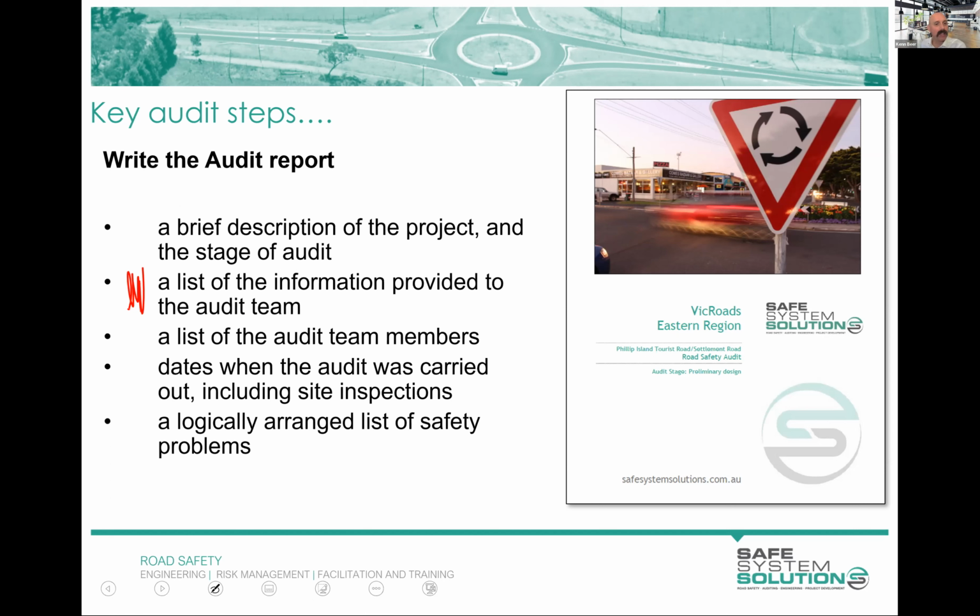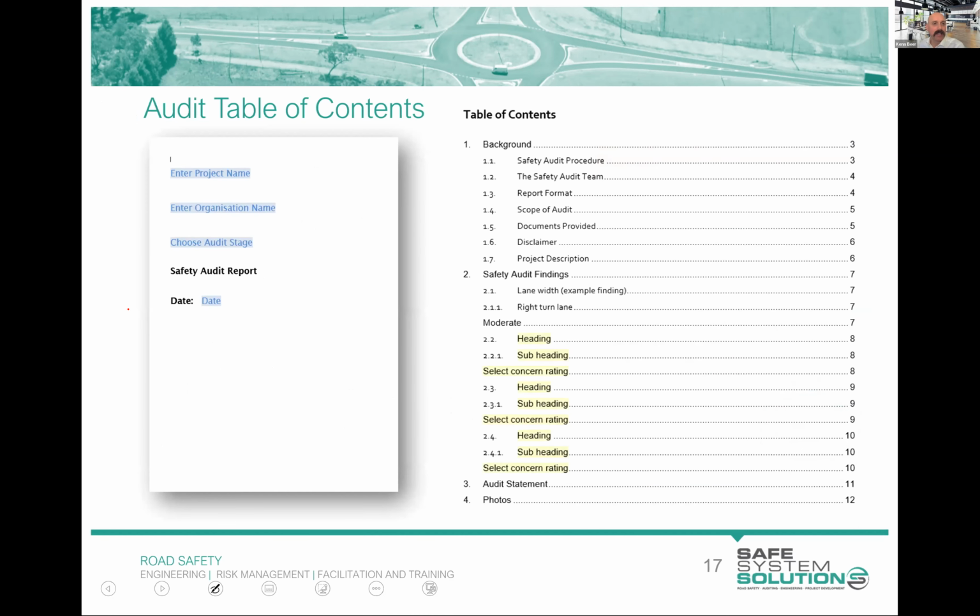Some people like to put in the weather conditions for the site inspection and those sorts of things, and a logically arranged list of safety issues. Now, in New Zealand, you have a standard template for a road safety audit. You get it off the Waka Kotahi website, it's a Word document. It's got all of that in there. It needs to be filled out, and you can put your own branding on it or the like. But consistency is a good thing out of these audit reports.